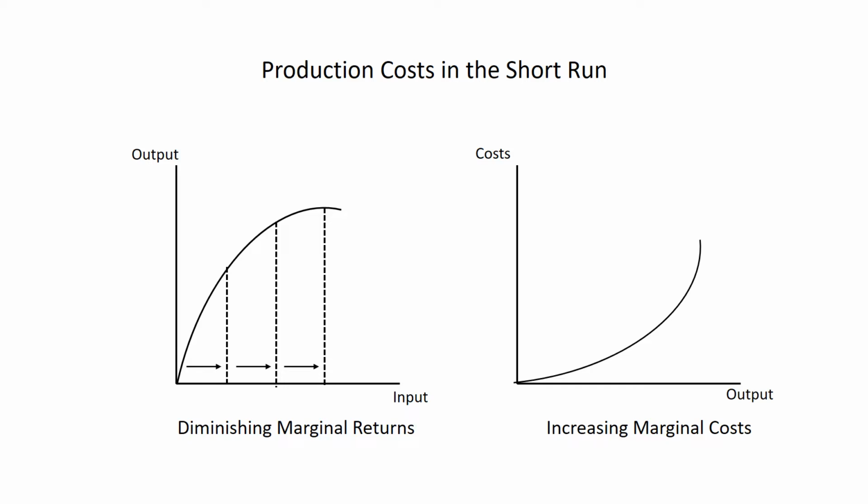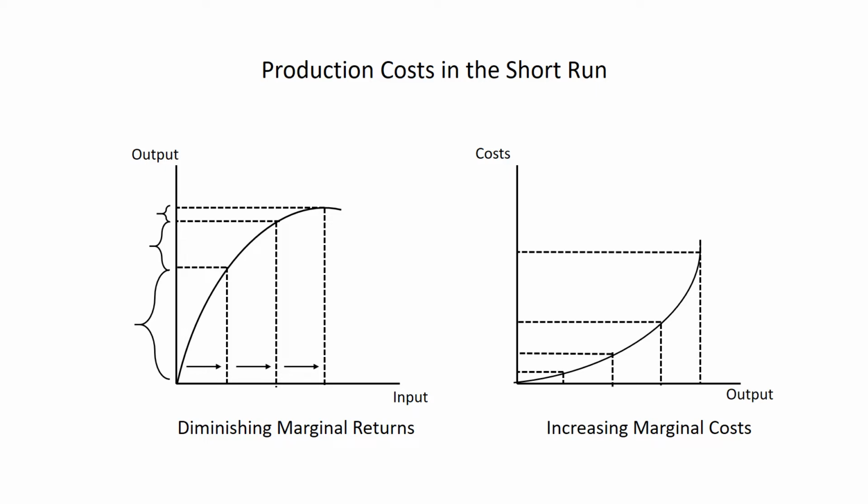This first graph illustrates that as inputs increase, so does output, but at a decreasing rate. There you can see the marginal or incremental output, or as an economist would call it, the marginal product of each additional increment of input is declining. This graph on the right shows that as output increases, so does total cost, but at an increasing rate. The marginal cost of these additional units of output are rising.